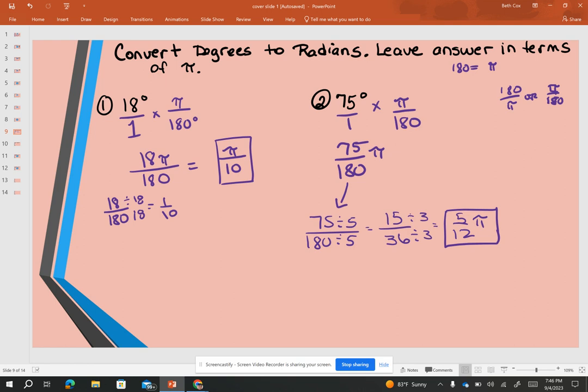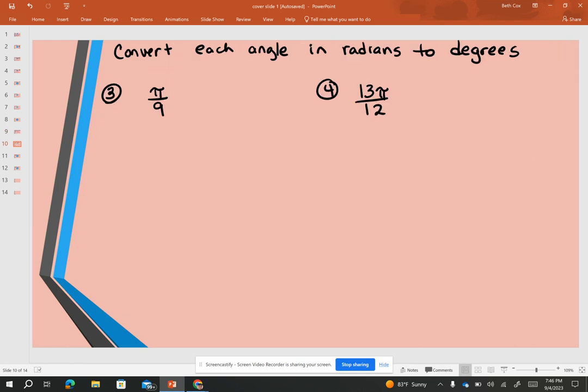All right, now let's go the other way. This time we're going to have a radian measurement and we need to convert to degrees. So this time we're going to flip our conversion factor and multiply by 180 over pi. You kind of know which one wants to cancel, which one to put on the bottom. And so this time the pi's are going to cancel, and we'll have 180 over 9, and that is going to simplify to 20. So that would be 20 degrees.